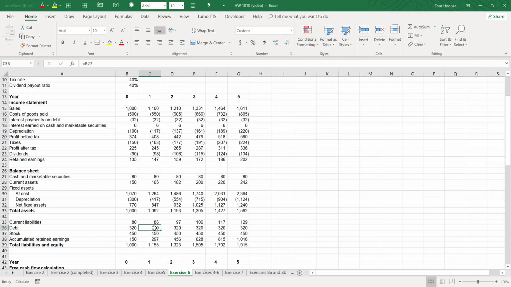And now we'll come down to debt. And in the same way that cash was the plug, we'll make debt the plug. So in order to make the total assets and the total liabilities and equity balance, debt has to be total assets minus all the liabilities and equity. And now total assets balances with total liabilities and equities. We'll copy that to the right with Control R.